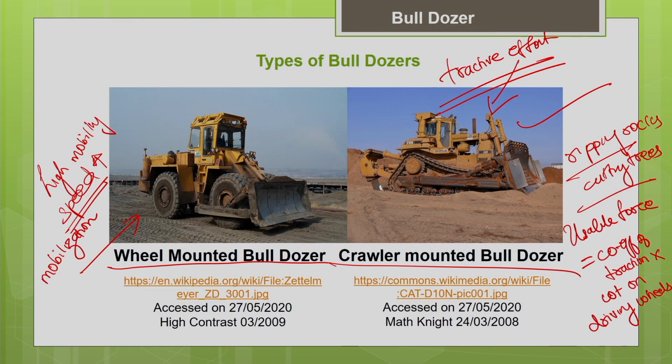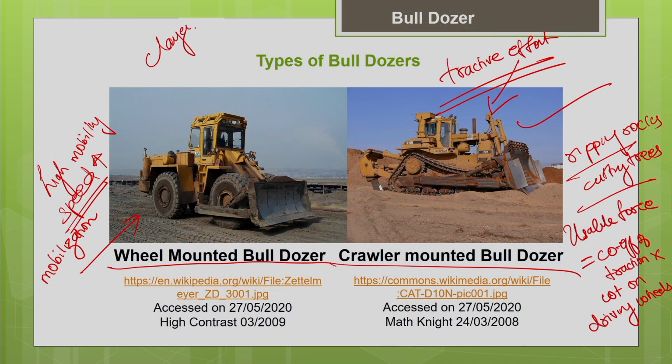So compare two cases, two different types of bulldozers you have with two different mountings. Say one is wheel mounted, other one is crawler mounted. Assume that both are of same weight. The gross weight of both the machines are same. So you are going to operate this machine on a clayey terrain, clayey terrain.